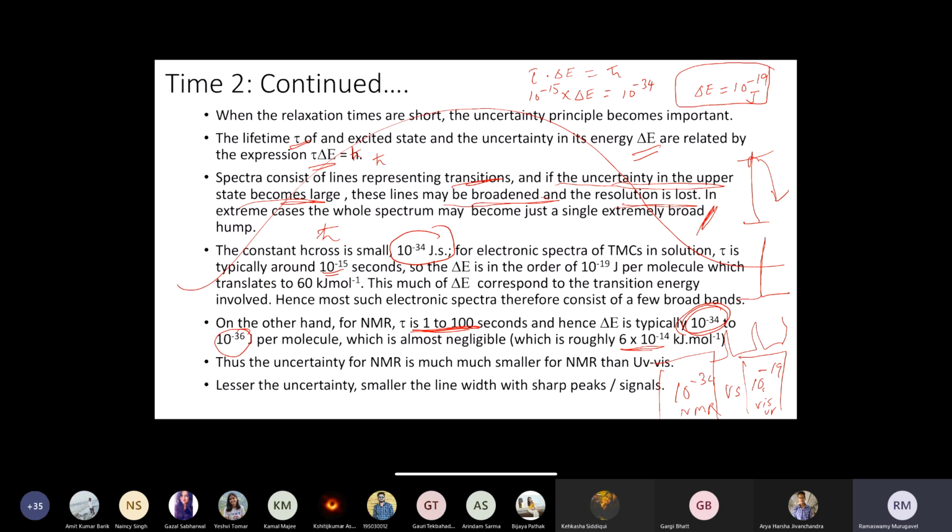Hello. Hello. Yes, sir, it is clear. Yes, sir. There is no complicated maths here. It's just that we know the value of h cross, and we know the value for the tau, the lifetime of excited states in the various processes we know.